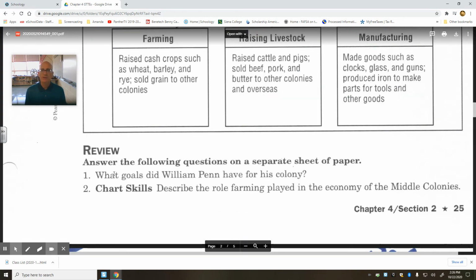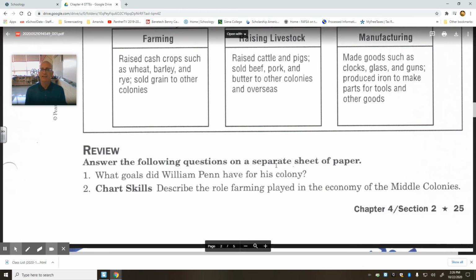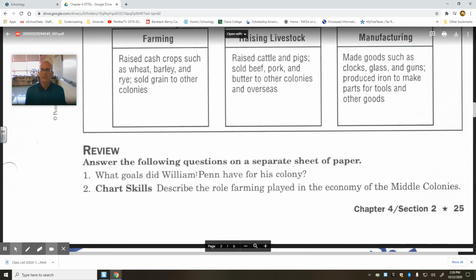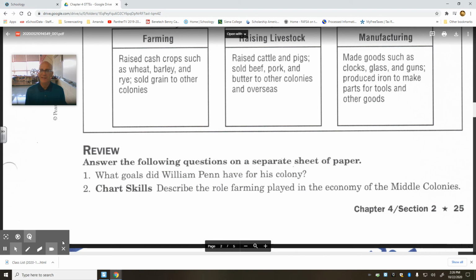Let's take a look at the questions underneath the reading and the chart. Answer the following questions on a separate sheet of paper. Actually, we will talk about this in class today. Question one, and again, we're going to refer to the reading to find our answer: What goals did William Penn have for his colony? I will pause there and give you an opportunity to consider your response. Again, you're going to be checking the reading to determine the answer to question number one.